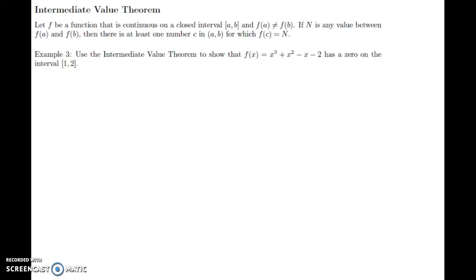Section 1.3 Continuity. In this example, we want to apply the intermediate value theorem.